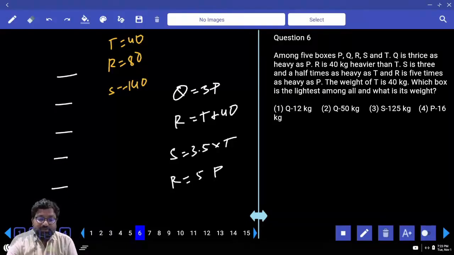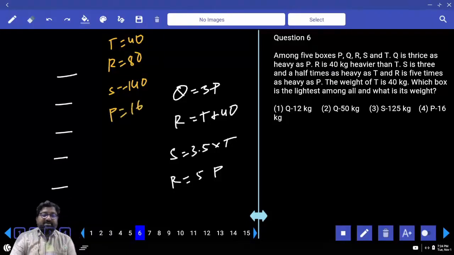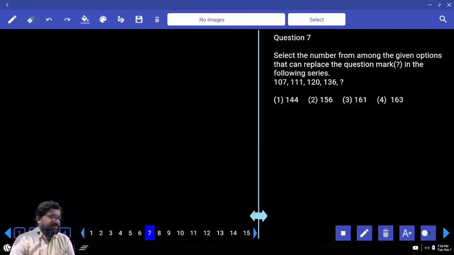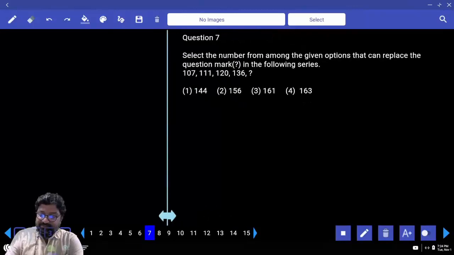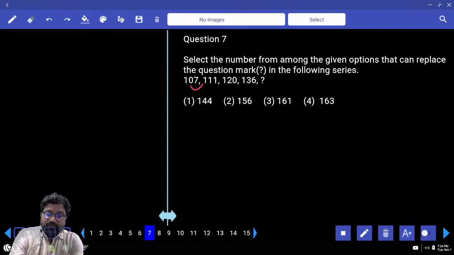R equals 5 times of P. So P equals R by 5. So P equals how much? 16. Q equals 3 times of P. Did I get all the weights? Next, 110, 111, 120, 136, 107. Tell me the differences once. 4, 9, 16. Next 25. What's the answer?